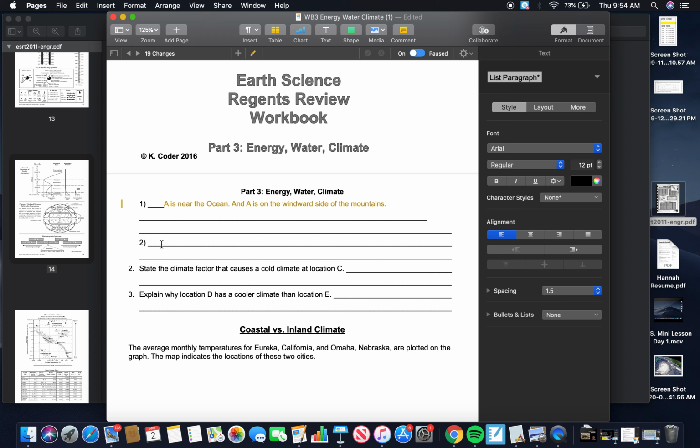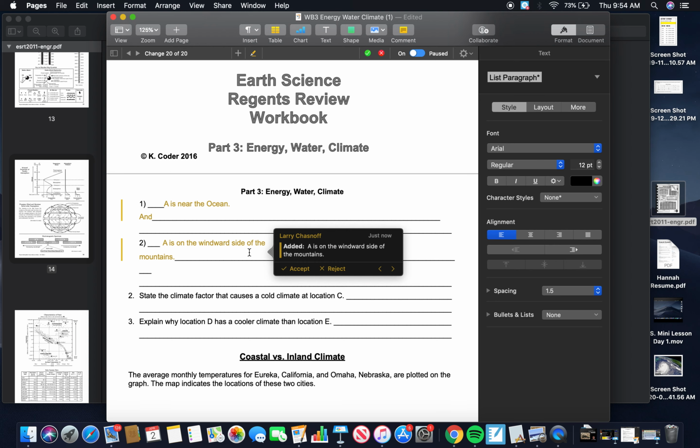So now we go to question number 2. Oh, I'm sorry, I already answered that question. It says, give 2 reasons. See, I'm slipping up over here. So basically, I'm going to put it over here. A is on the windward side of the mountain. So those are 2 reasons: it's near the ocean, and it's on the windward side of the mountain.